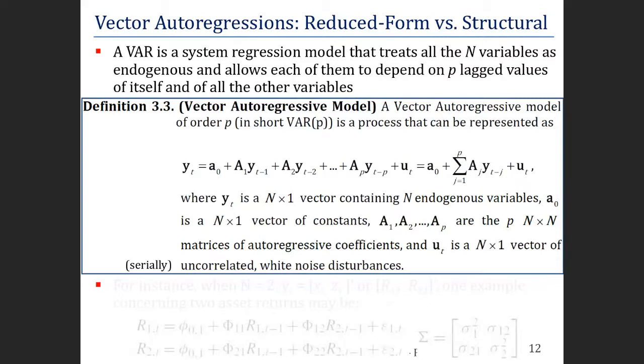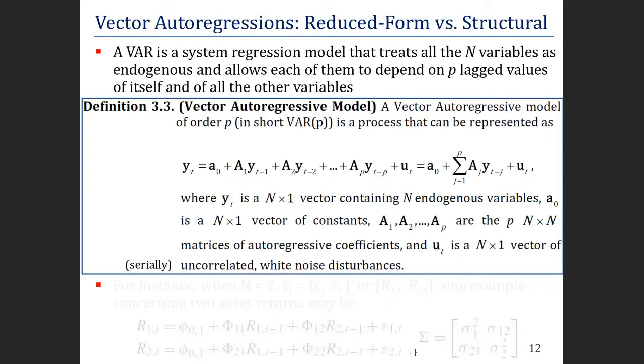So let me look at the model formally. A vector autoregressive model of order P. In short, we will write VAR(P). So it's like a vector generalization of the AR model. It's a process that can be written in the way that you see. I'm not going to read it, but it's basically a constant A naught, a vector of constants, plus the sum of matrices Aj that pre-multiply lags of the vector Yt, so Yt minus j, plus a vector of shocks, and the shocks are called U.